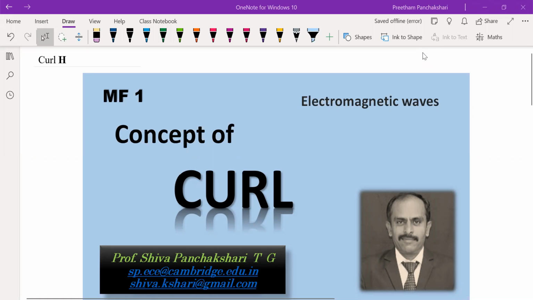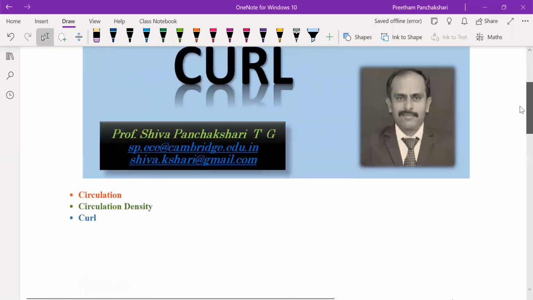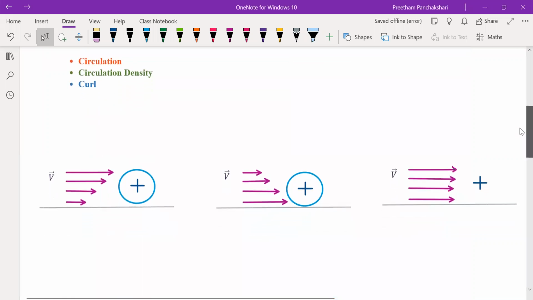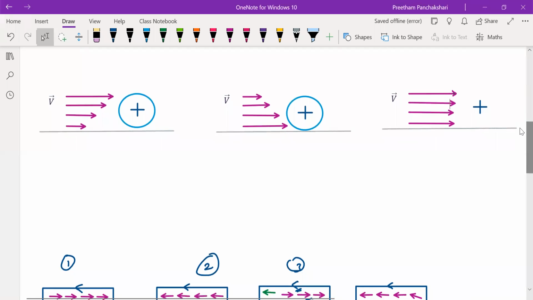In this video, I'm going to explain the concept of curl. We will understand the meaning of three words specifically: circulation, circulation density, and then curl. Circulation and circulation density are very much required to understand the concept of curl. Let us see what circulation is first.